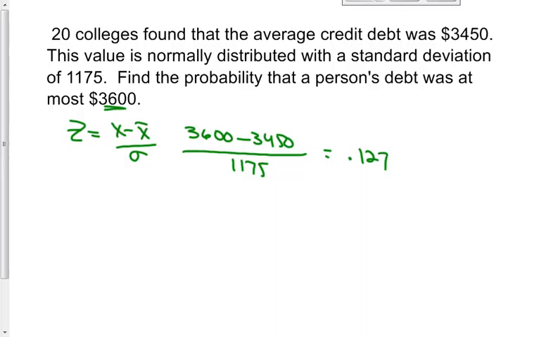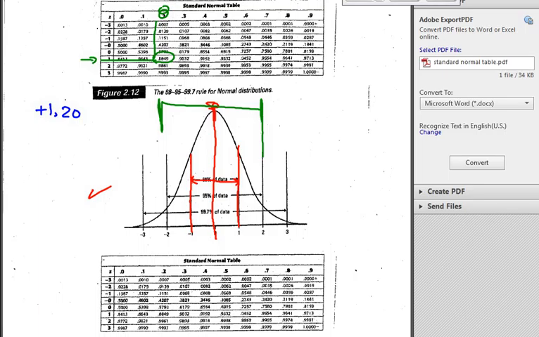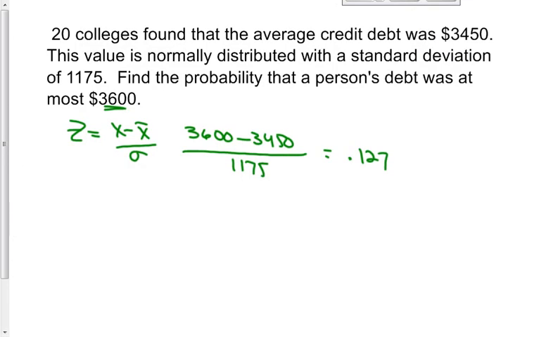So now I take 0.127 and I go back to my table. 0.127, positive 0, I'm at 0.127. So I need to go to the positive 0, and 0.127 will be between the 0.1 and 0.2. Since my next value is less than 5, I need to use the 0.1 number right here, 0.5398. So the probability that we are at most 3,600 is 0.5398, or you could say 53.98%.